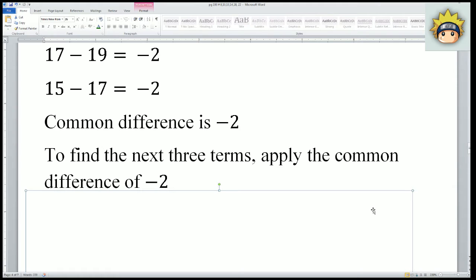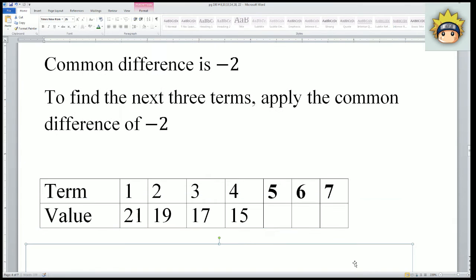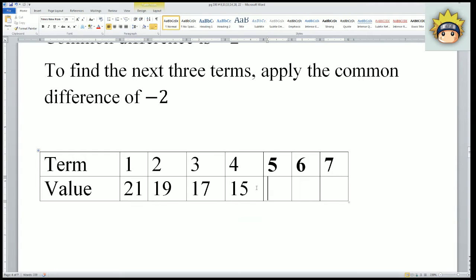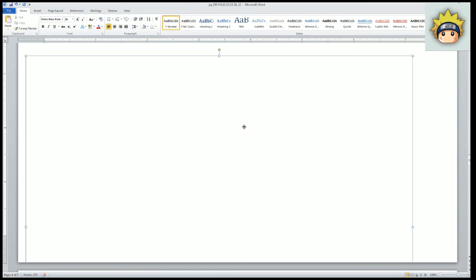To find the next 3 terms, I have to apply the common difference of -2. So I have my terms here. The first one was 21. Second one is 19. Third one is 17. The fourth one is 15. I am applying the -2 to each term. 15 plus -2 is 13. 13 plus -2 is 11. And 11 plus -2 is 9. So my next 3 terms are 13, 11, and 9.